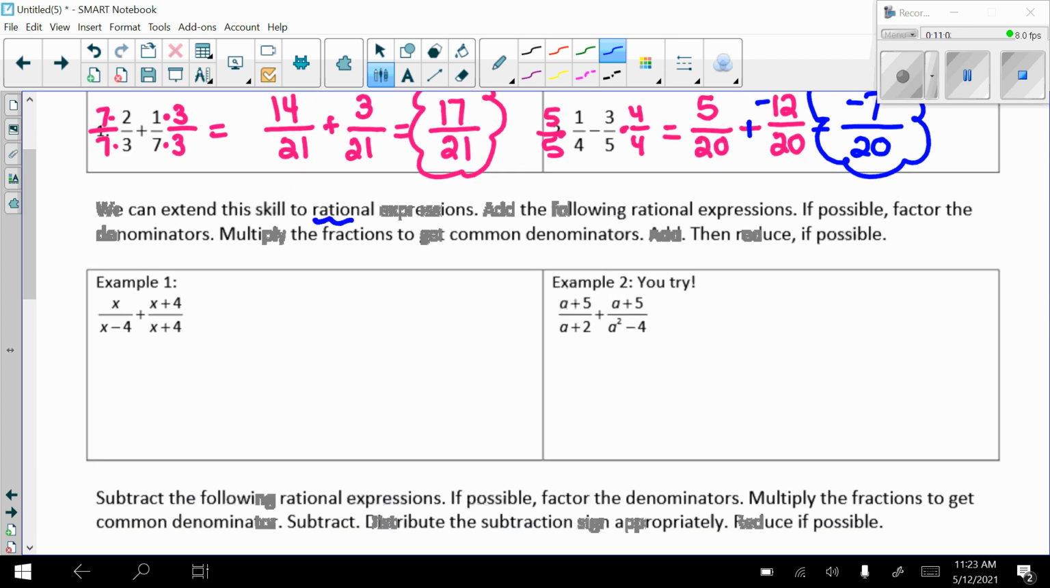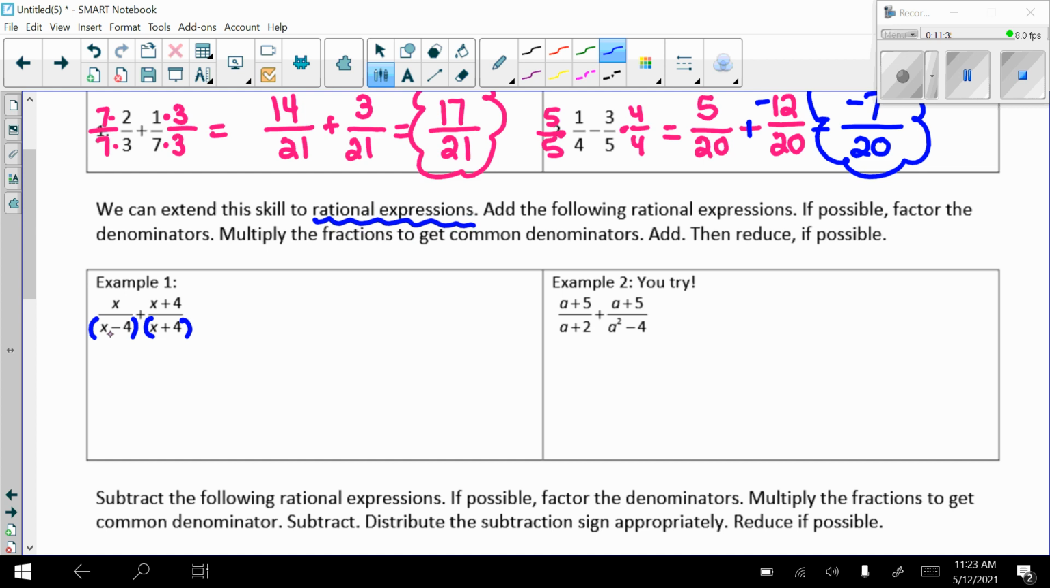now we're going to extend this to rational expressions. We have to think about what we have in front of us. So we have x over x minus 4. Okay? In this case, we have x plus 4 over x plus 4. Now, we could simplify that, can't we? Let's pretend we can't, because I want to make a point of what we can do here.